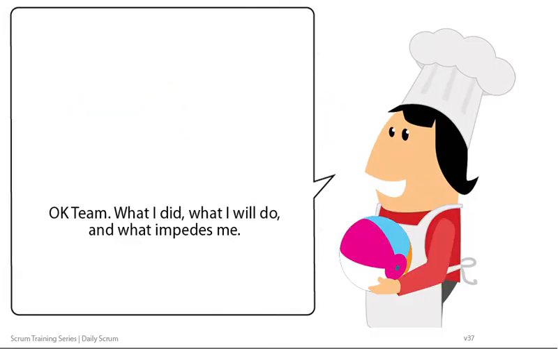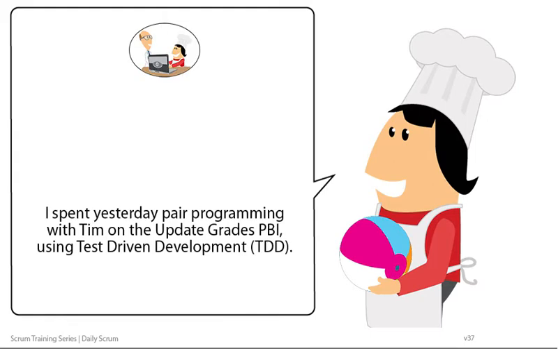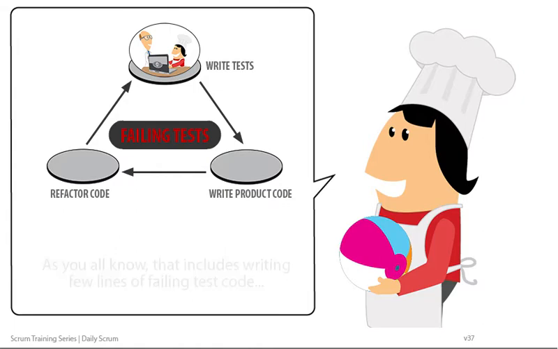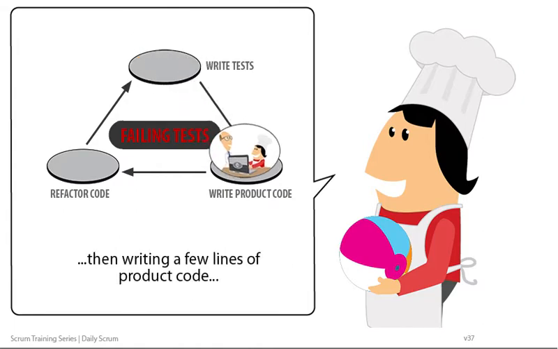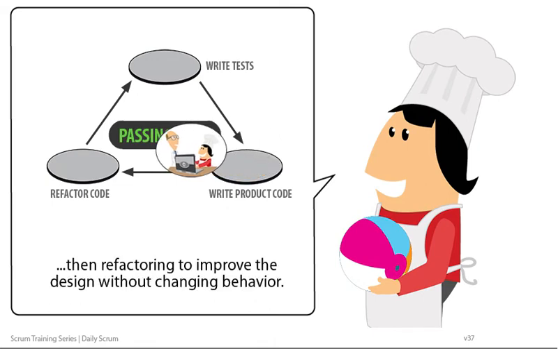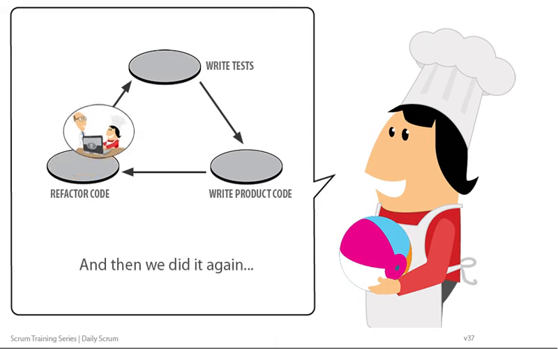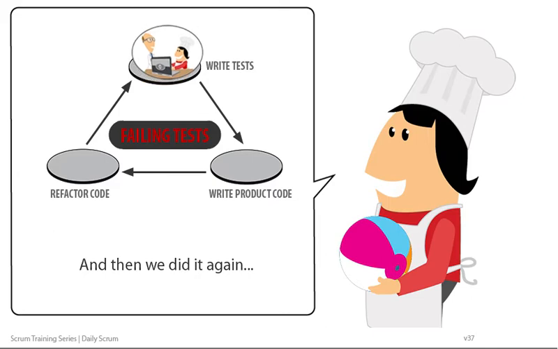Okay, team. What I did, what I will do, and what impedes me. I spent yesterday pair programming with Tim on the Update Grades PBI using test-driven development. As you all know, that includes writing a few lines of failing test code, then writing a few lines of product code, then refactoring to improve the design without changing the behavior. And then we did it again.